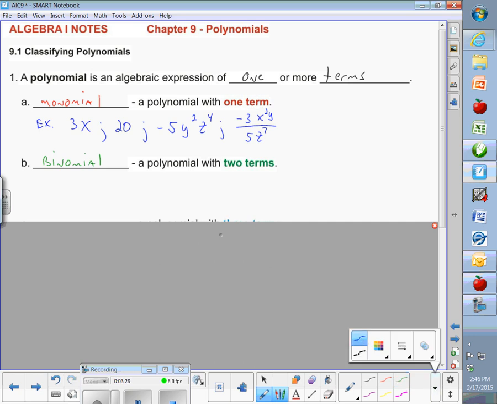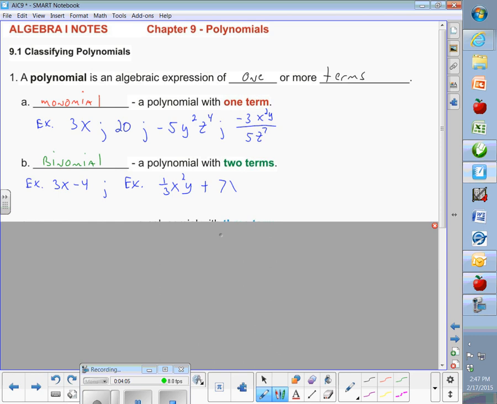What do they look like? All right, the most standard type binomial is something like this, 3x minus 4. Here's the thing about terms. Addition and or subtraction separate terms. So if you look at that negative sign, we've got a 3x plus a negative 4. We have two terms. 3x plus a negative 4, and so that is a binomial. There are two terms. How about something like this? How about, for example, 1/3 x squared y plus 7x.